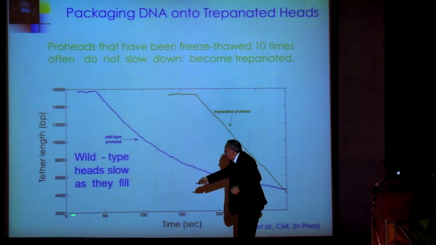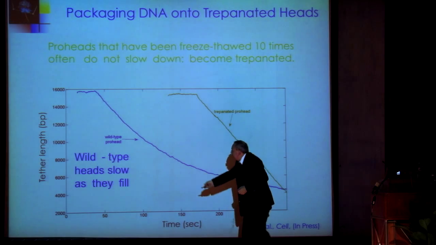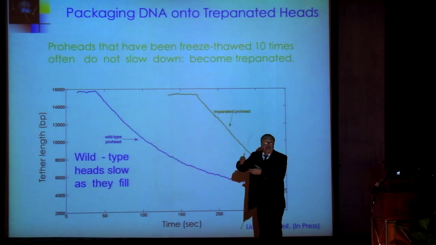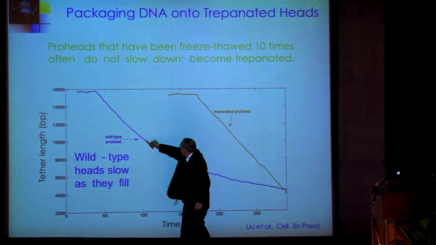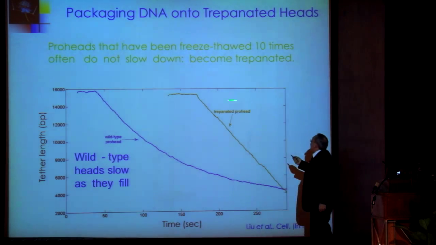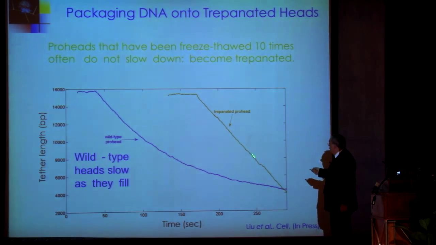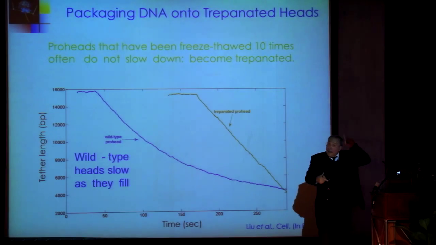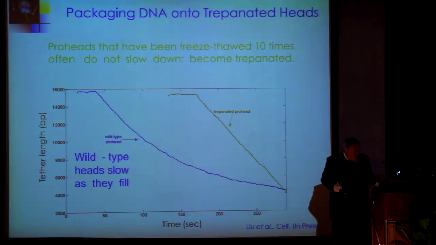As it packages, it slows down. This is distance versus time. It slows down because the internal pressure of DNA inside the capsid slows down the motor, right? So the slope is getting smaller. Here is a trepanated prohead. Constant velocity, because obviously the DNA is going one way and coming out the other way.